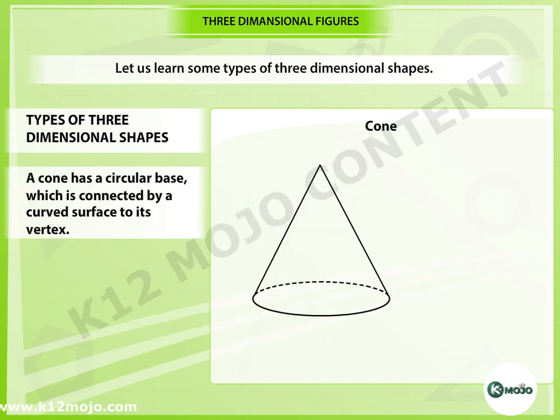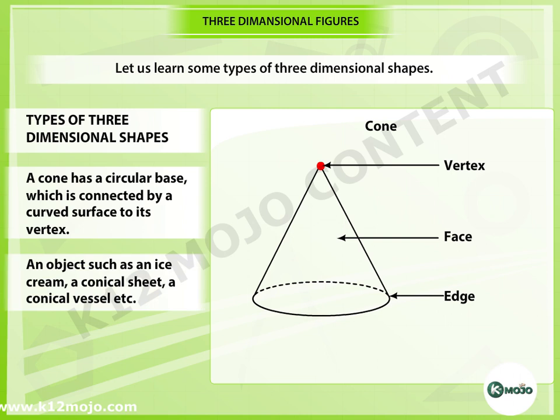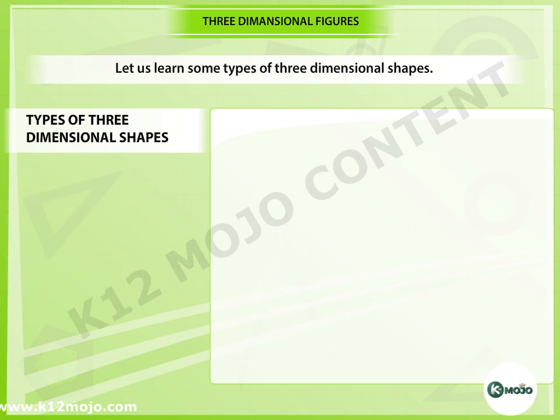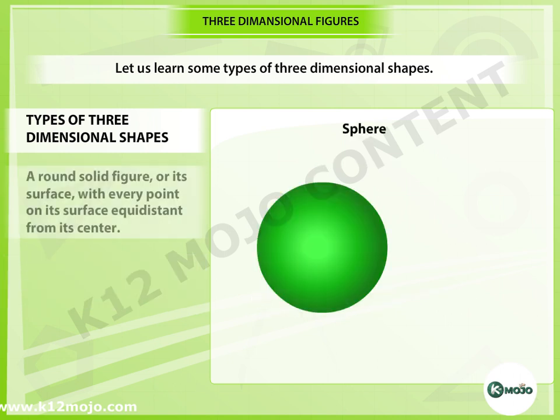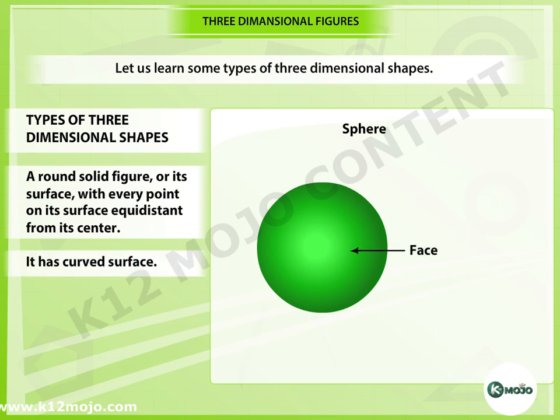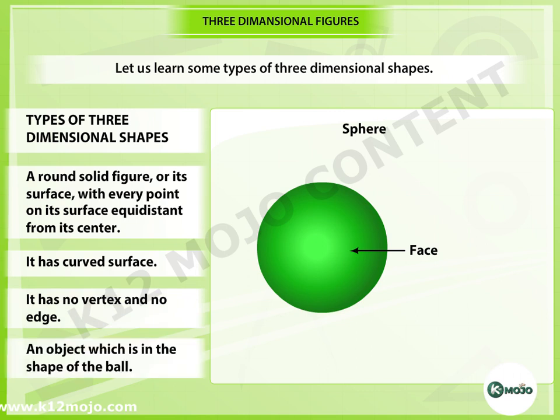Next is the cone. A cone has a circular base which is connected by a curved surface to its vertex. Objects such as an ice cream cone, a conical sheet, and a conical vessel are examples. Next is the sphere. A sphere is a round solid figure or its surface, with every point on its surface equidistant from its center. It has a curved surface. It has no vertex and no edge. An object in the shape of a ball is an example.